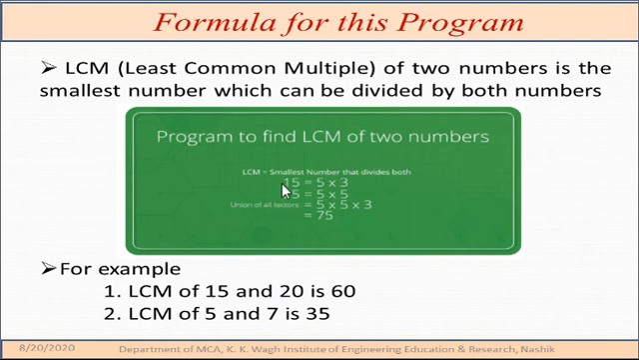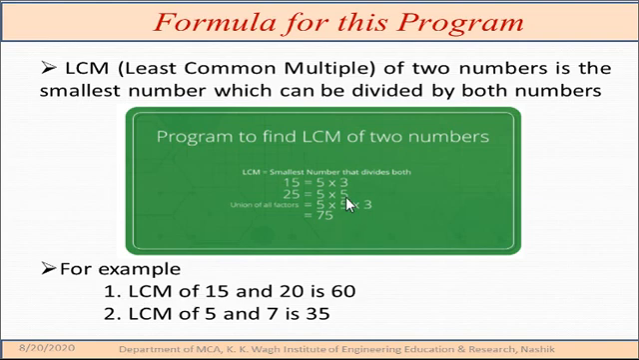So for example, if we take the numbers 15 and 25, then the factors we find for 15 are 5 into 3, and for 25 are 5 into 5. Then we apply the union on that. So 5 is the common factor, and if we apply the union, we have to take it a single time.